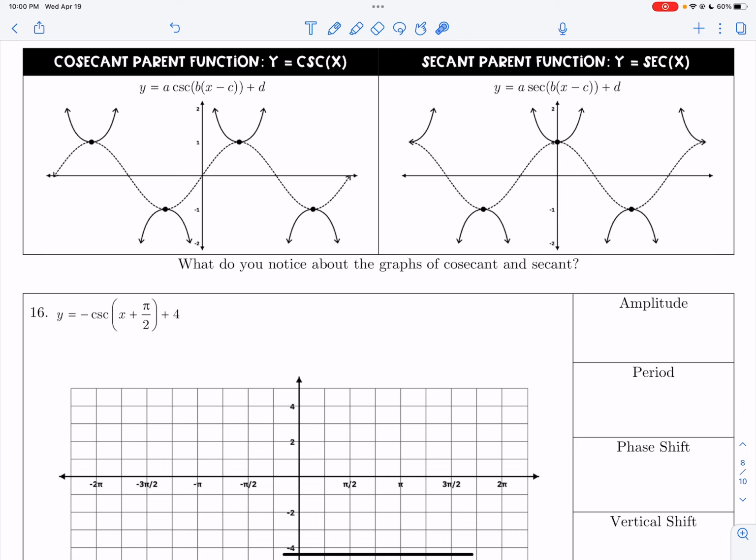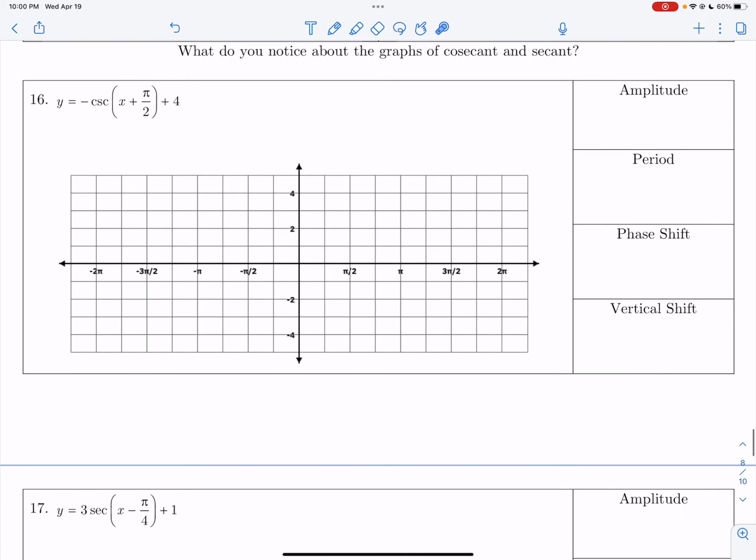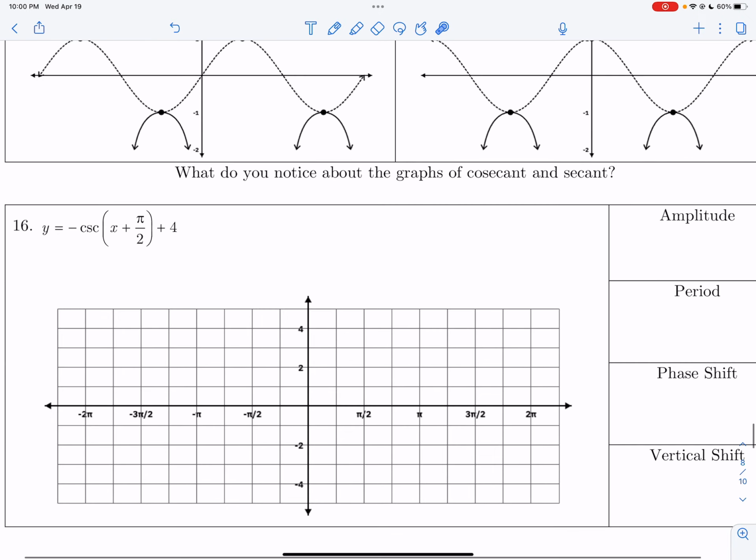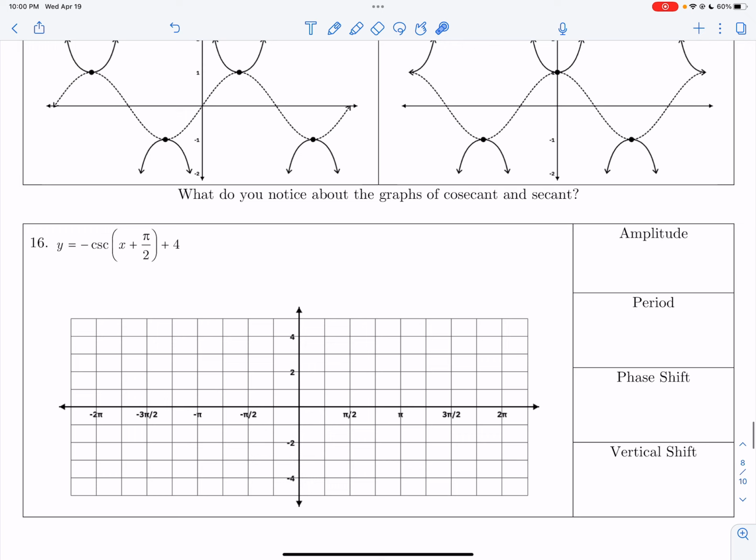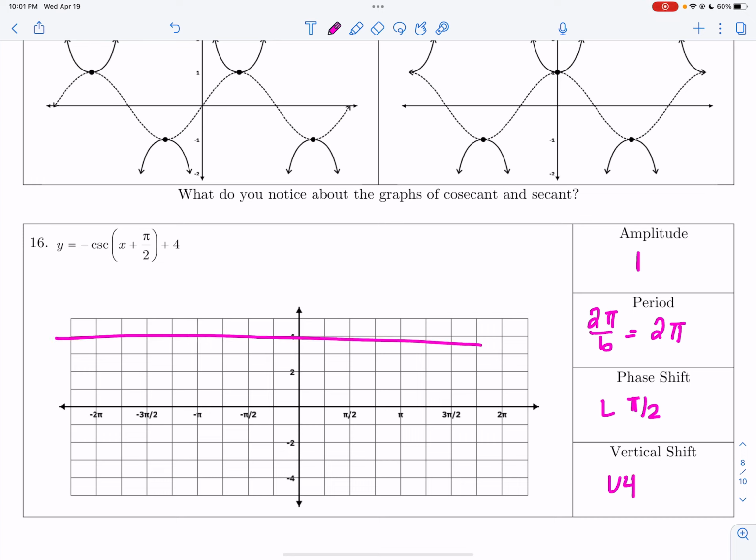So what we're going to do with these problems is create a sine or cosine graph and then use that to help us figure out the cosecant and secant graphs. All right, so let's look at number 16 and figure out what's what. My amplitude is 1. My period is 2 pi over b, or just 2 pi. I have a phase shift of left pi over 2, and then I have a vertical shift of up 4, or my midline. So I know that I have a midline at 4.